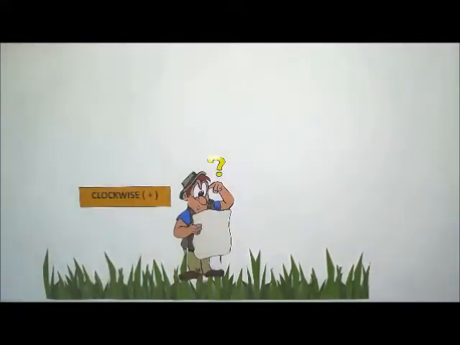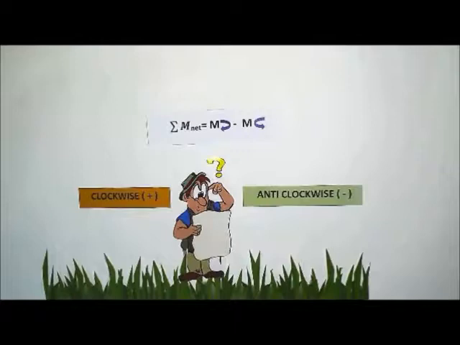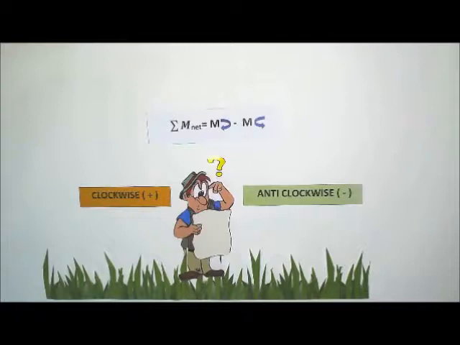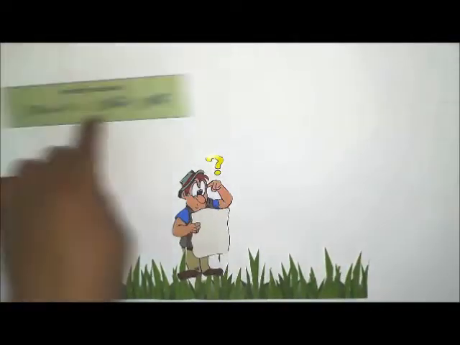When the rotation is clockwise, we assume a positive sign, and anti-clockwise, we assume a negative sign. So the formula is Mnet equals moment clockwise minus moment anti-clockwise. For moment in equilibrium, it means that the seesaw is static. So the formula is total Mnet equals 0, or total moment anti-clockwise equals total moment clockwise.